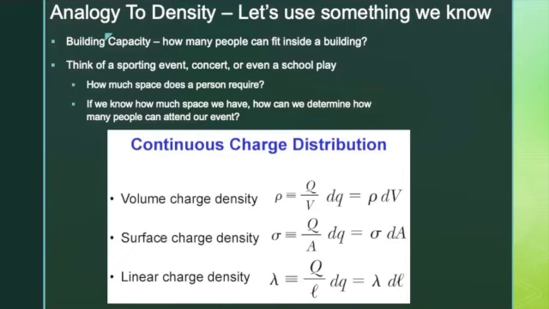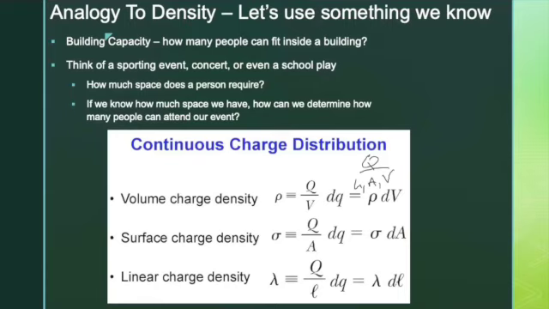I know that sounds confusing. Just bear with me. I'm going to get to the examples on the next slide. But right here, these are the three formulas that you're taught about: continuous charge distributions, uniform charge distributions, volume charge density. And if you notice, all of these are just Q divided by either your length, your area, or your volume. So that's the important thing to take away.